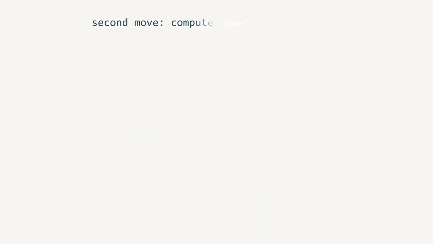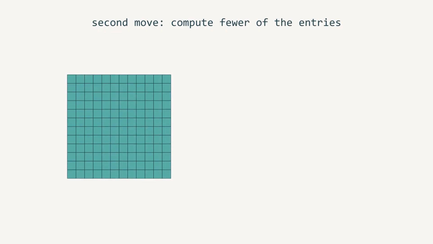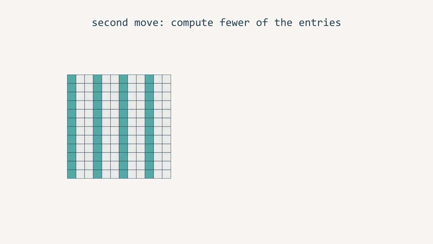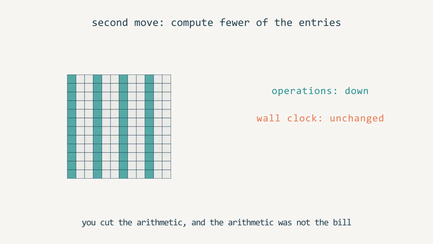The obvious second move, the one the field actually took, is to make the matrix smaller. Sparse attention, low-rank approximation, compute fewer of the n-squared entries. Fewer operations should be faster. It largely wasn't. That's the paper's opening complaint. These methods reduce the operation count but frequently show no wall clock speedup at all. Of course they don't. You cut the arithmetic, and the arithmetic wasn't the bill. You also gave up model quality to do it.